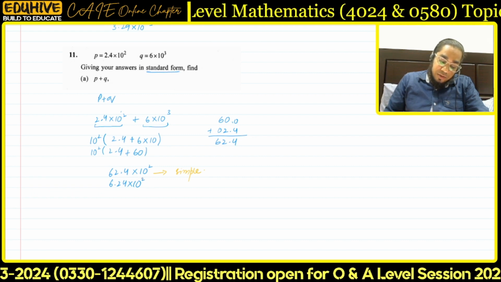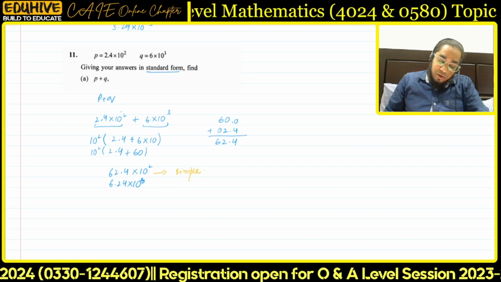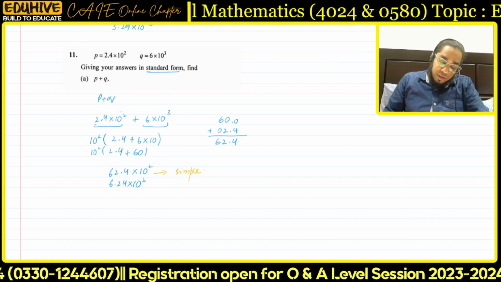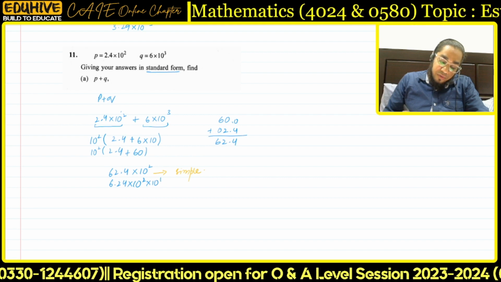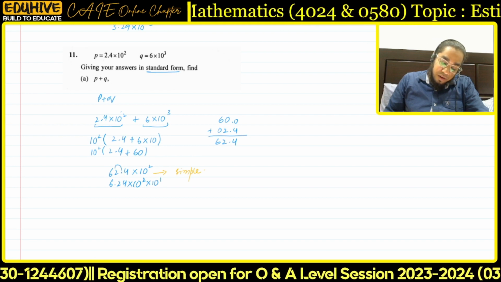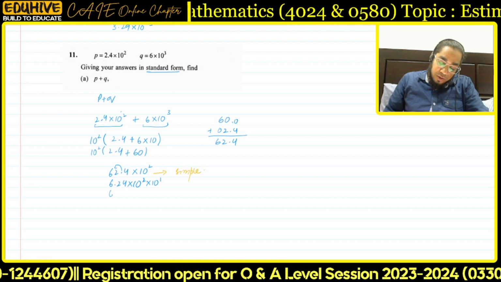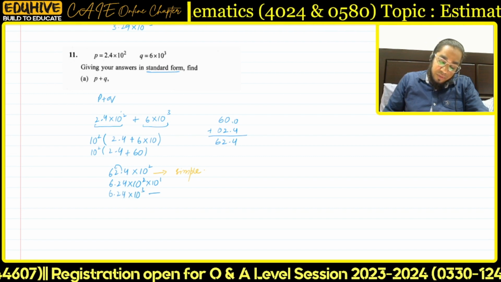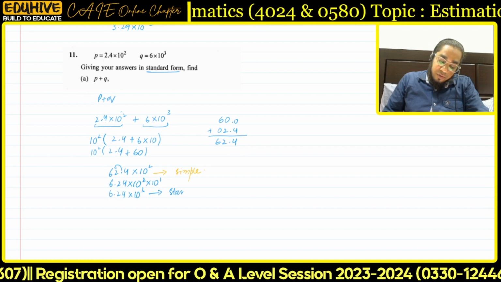10 raised to the power 3, sorry, because I am writing that one. So 10 to the power 2 and furthermore 10 to the power 1 over here, because I just moved the point to the left side. So I'm going to write 6.24 into 10 raised to the power 3. So it's going to be standard form.